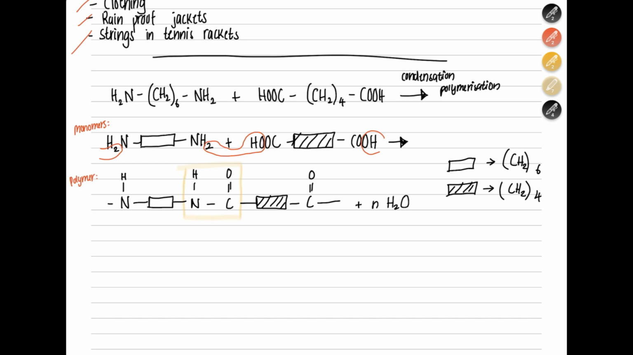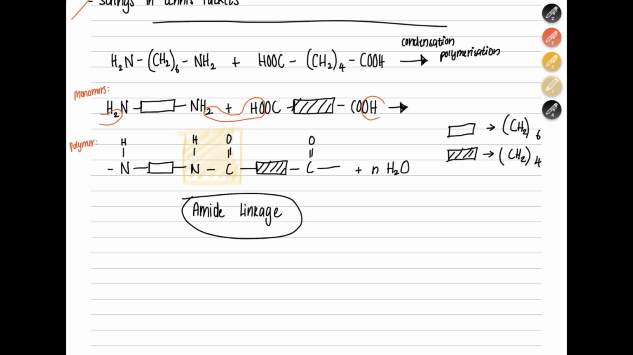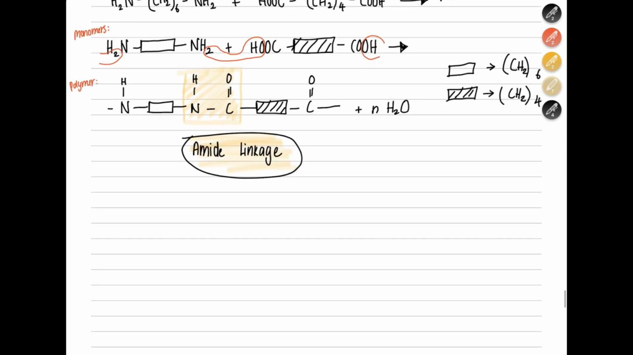CONH, which is in nylon, is called an amide linkage. This is the amide linkage, which is important. You can be asked about it, or asked to write down what an amide linkage is. It's C double bond O and H. Okay, a question.